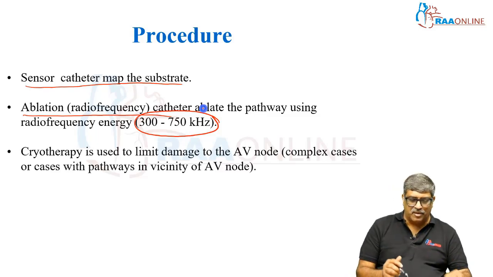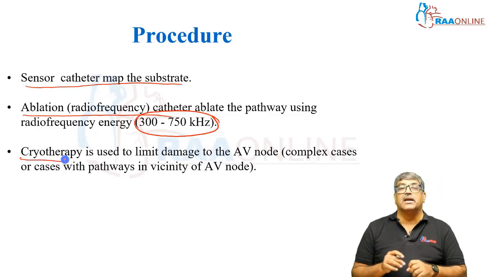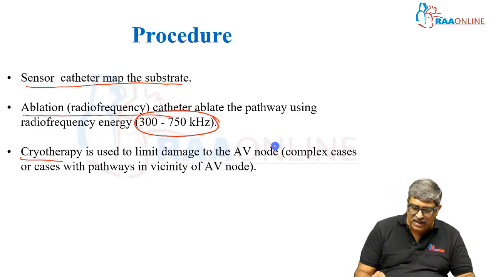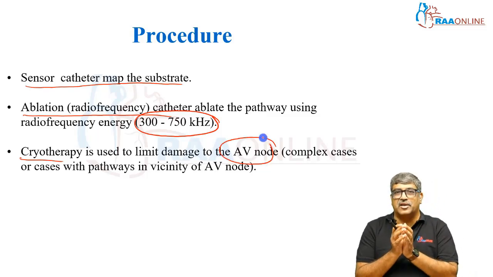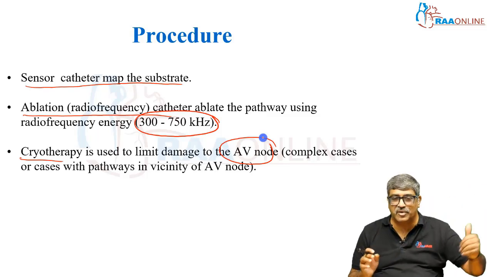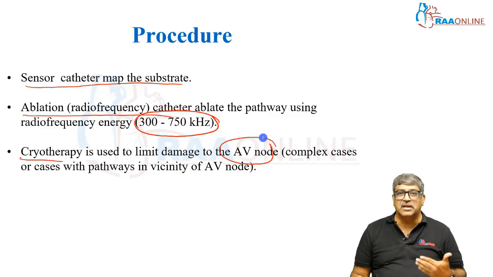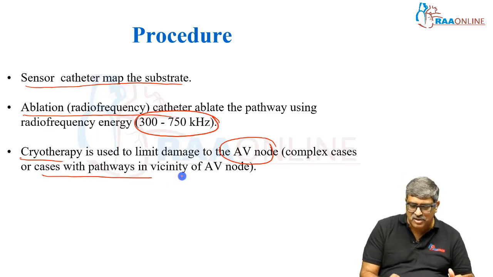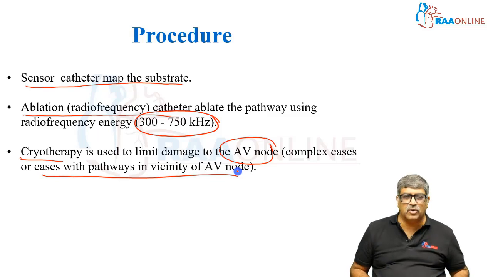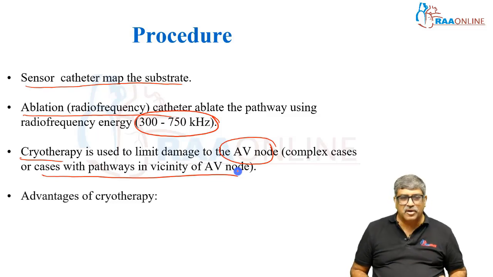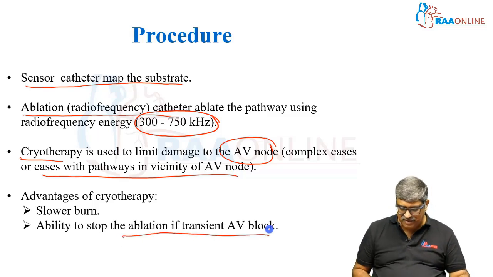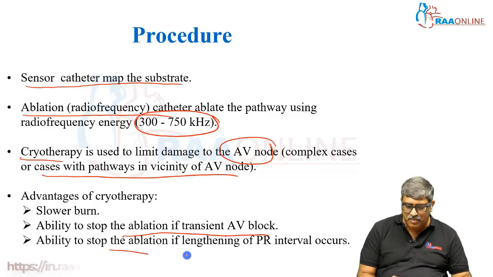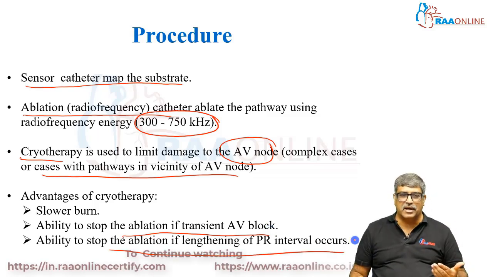Apart from radiofrequency therapy, you can use cryotherapy. Here, cryotherapy is used because it can limit the damage to the atrioventricular node. The damage to the atrioventricular node with cryotherapy is less than with radiofrequency ablation. So, you can use this in complex cases or cases in which the pathway isn't near to the AV node. Advantages of cryotherapy include slower burn, ability to stop the ablation if there is transient AV block, and ability to stop the ablation if lengthening of the PR interval occurs. These are all the advantages of cryotherapy.